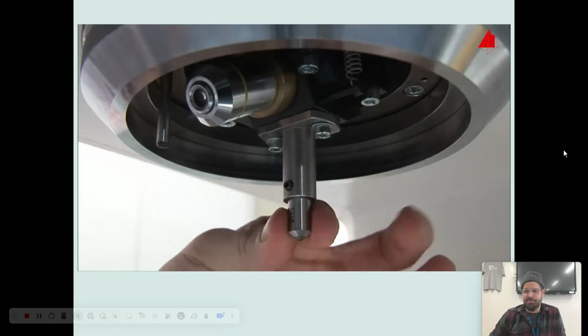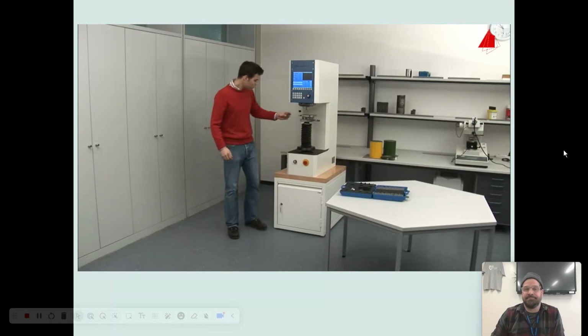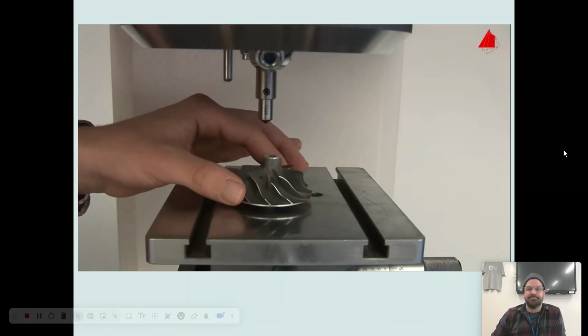Sorry, I should say the cross-section is more square. Maybe it's a rhomb.